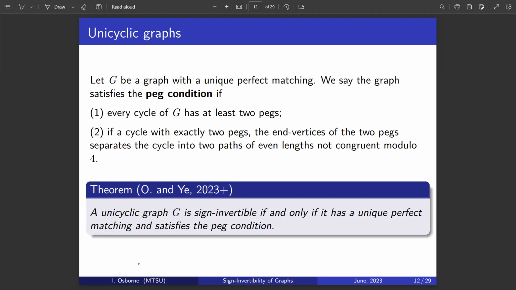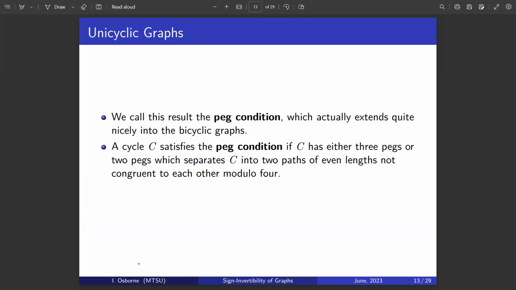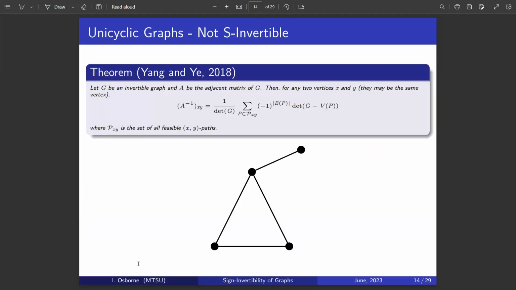But we were able to find that a unicyclic graph G is s-invertible if and only if it has a unique perfect matching, so it's unimodular, and also satisfies this peg condition. Okay, and this peg condition also extends quite nicely into the bicyclic graphs as well. That was a bit of a surprise, but I'm happy it worked out that way.